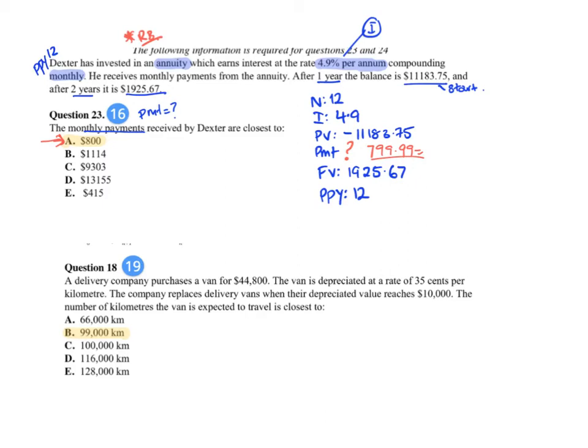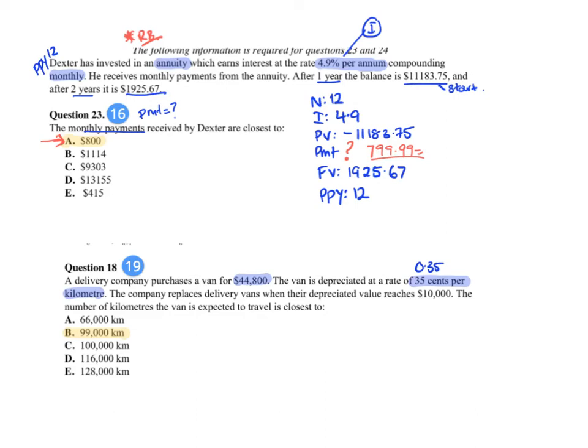A delivery company purchases a van for $44,800. The van is depreciated at a rate of 35 cents per kilometre. So just always change these cents things to dollars, because we're going to talk in dollars. The company replaces the van when their depreciated value reaches 10,000. The number of kilometres this van is expected to travel is close to.